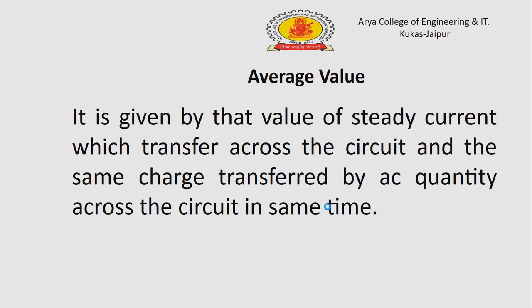Now the average value. It is defined as the average of all instantaneous values of a given alternating circuit. In other words, it is the value of steady current which transfers across the circuit the same charge as that transferred by the AC quantity across the circuit in the same time. It is denoted by I average and V average also.